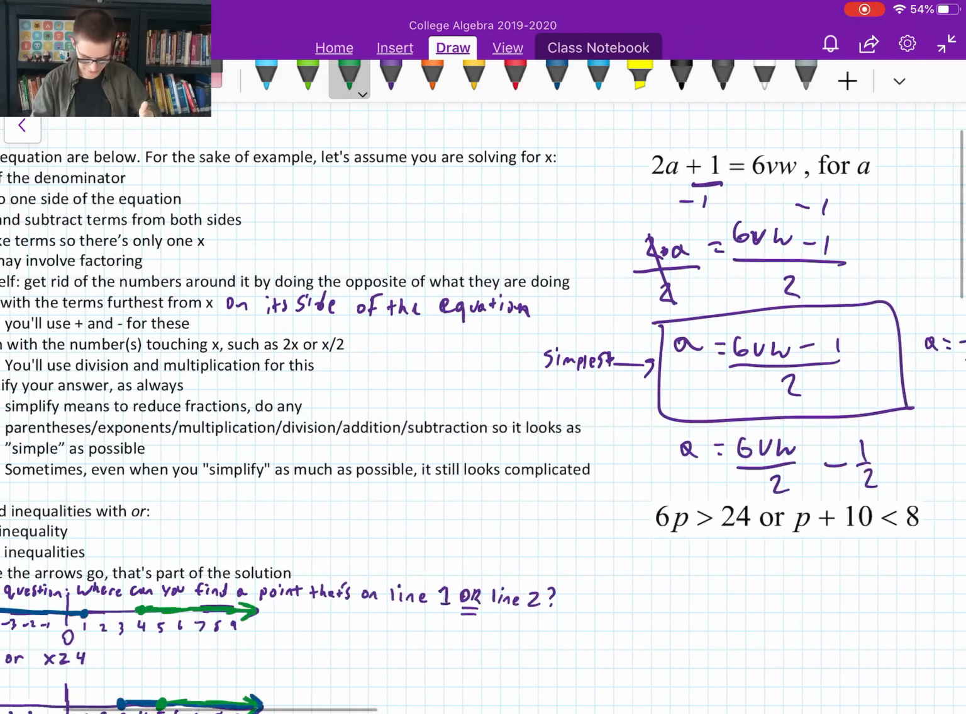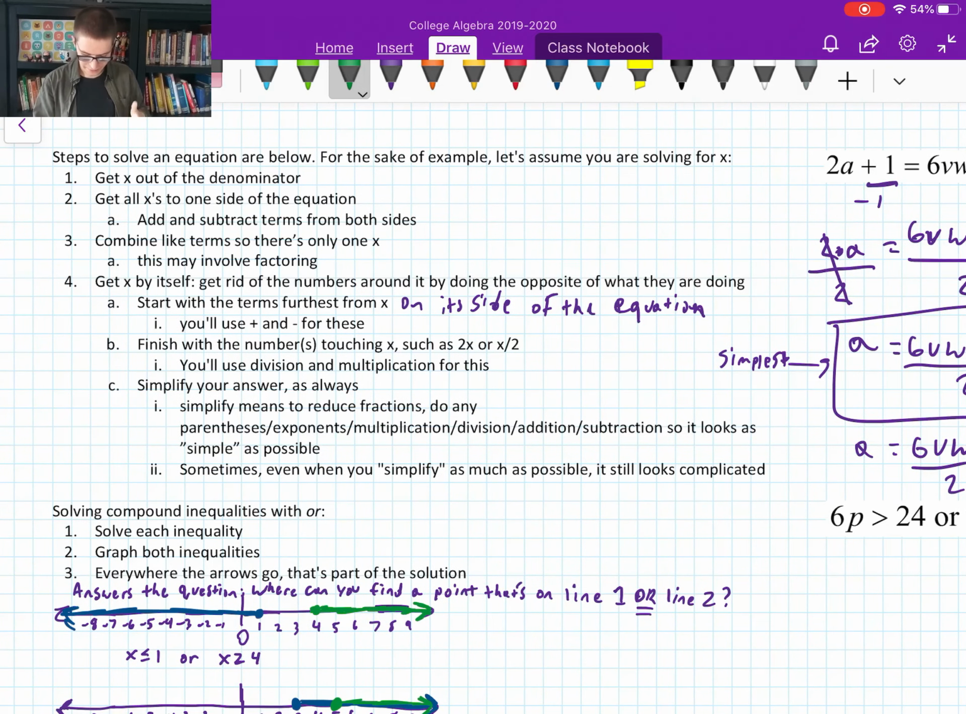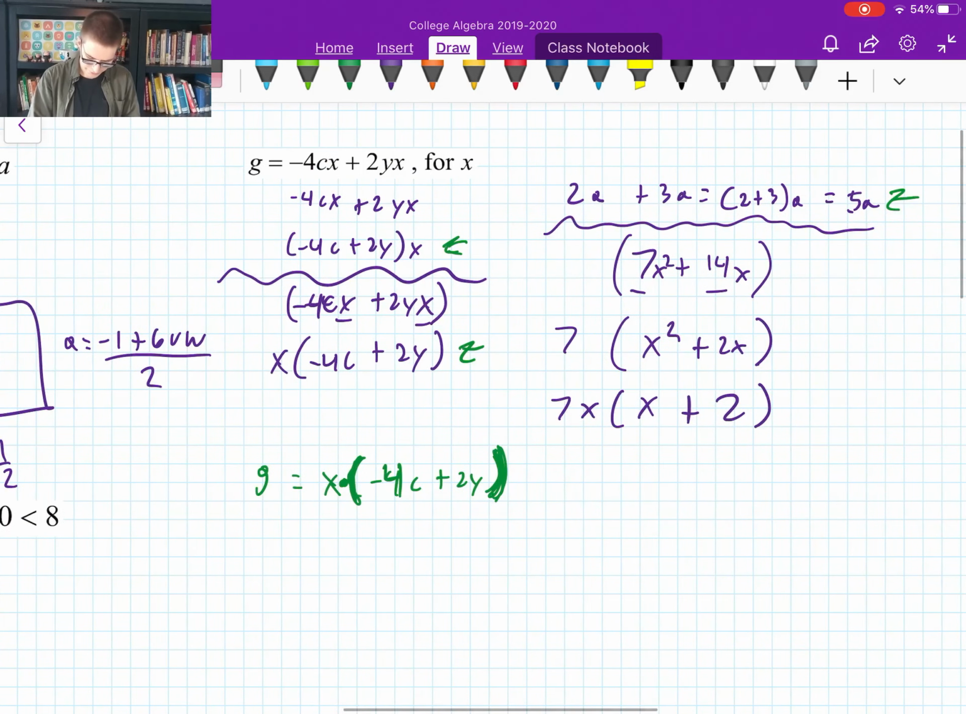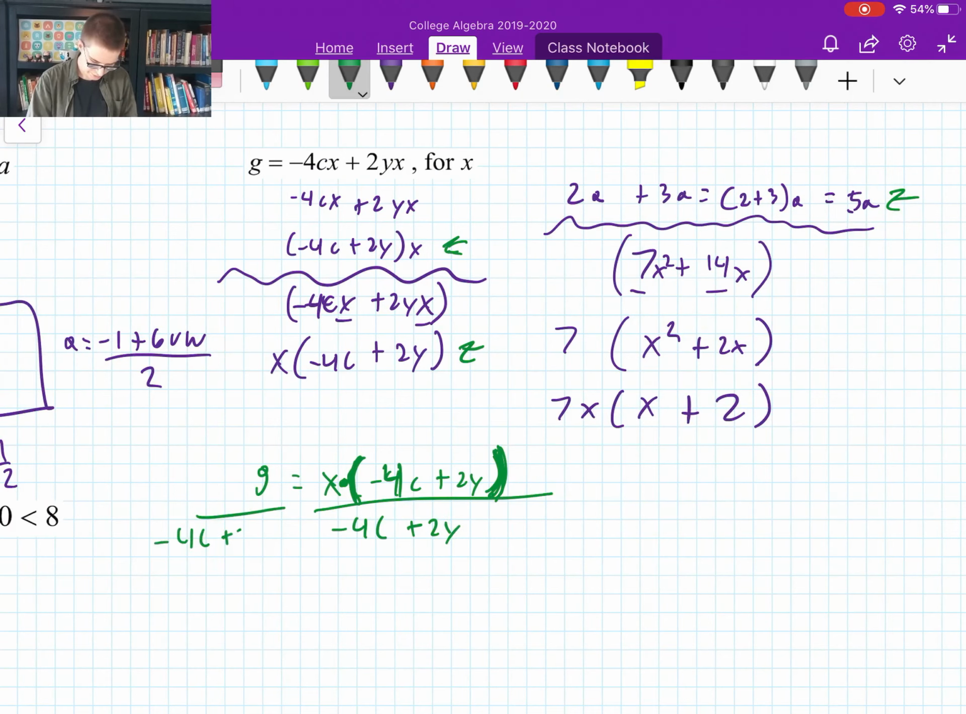Now that we find that they're multiplying, they're touching, we're going to do the opposite. We're going to do division. I hope that's not too overwhelming. So we'll divide by minus 4c plus 2y, divided by minus 4c plus 2y.